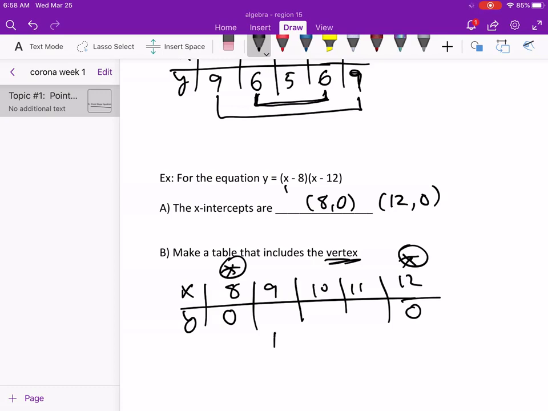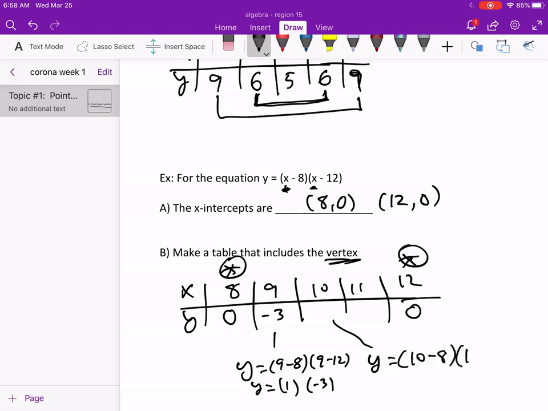If I plug a 9 in, the y value would be 9 minus 8 times 9 minus 12, and the y value would be 1 times negative 3, negative 3. If I plug a 10 in, we're just going to replace an x with a 10 in each of those. The y value would be 10 minus 8 times 10 minus 12, and that would be 2 times negative 2. Oh, interesting. 2 and negative 2. So this would be negative 4 here when I multiply those two together.